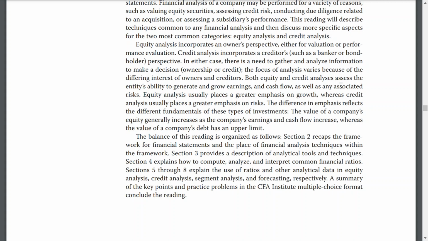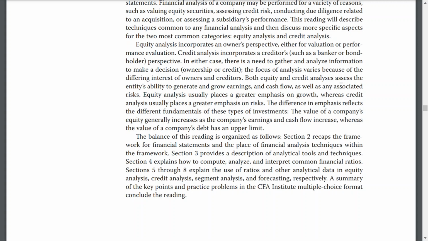Both equity and credit analysis assess the ability to generate and grow earnings and cash flow, as well as any associated risk. Equity analysis usually places a greater emphasis on growth, whereas credit analysis places a greater emphasis on risk. The difference in emphasis reflects the different fundamentals of the types of investments. The value of a company's equity generally increases as the company's earnings and cash flow increase, whereas the value of a company's debt has an upper limit.